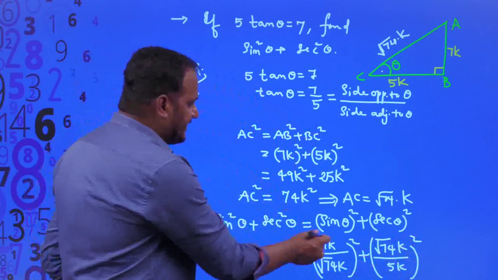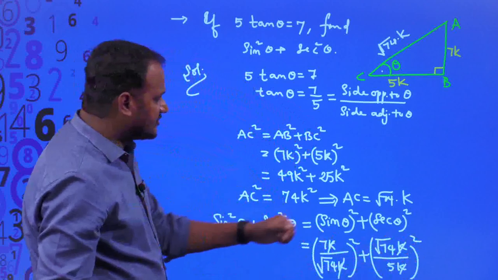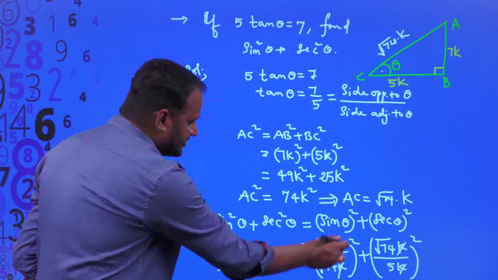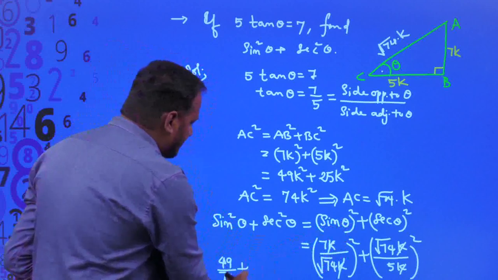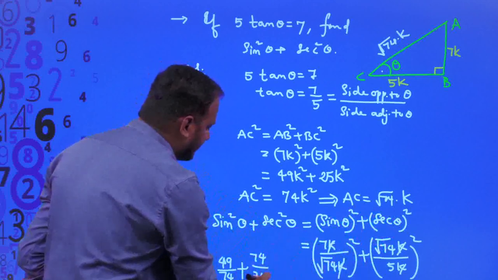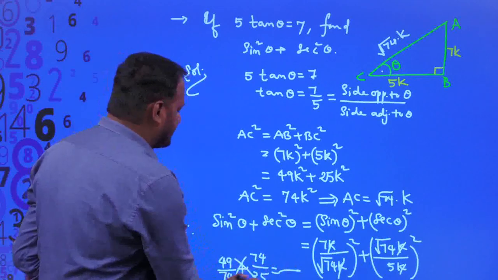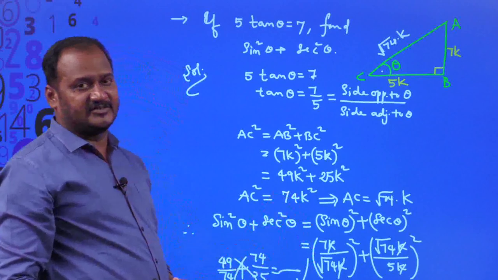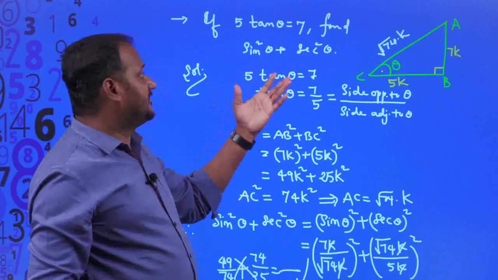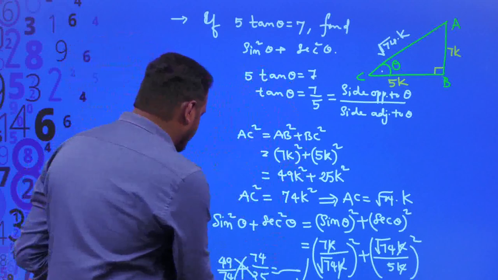See, inside 7k divided by root 74k, k gets cancelled, and here also k and k get cancelled. Since it is a square, you can write 7 whole square, which is 49, divided by root 74 whole square, which is 74, plus root 74 whole square, which is 74, divided by 5 square, which is 25, right? To simplify this, you need to cross multiply and then divide it by 74 into 25, then you get the value of sine square theta plus secant square theta. So this way you can easily figure out whatever ratio you want when you are given one particular ratio, right? Let's move on to one more example.